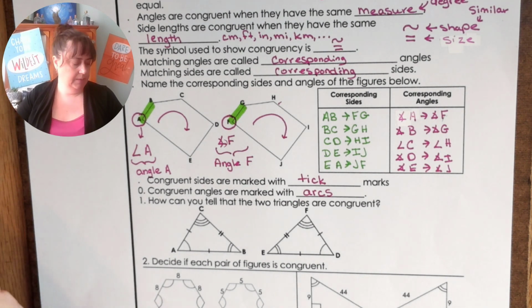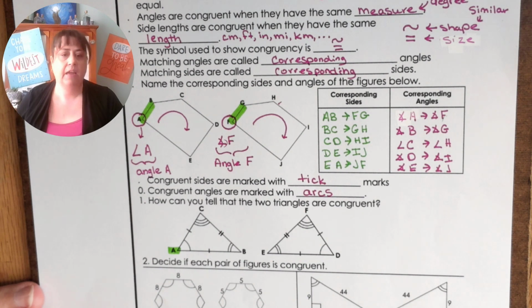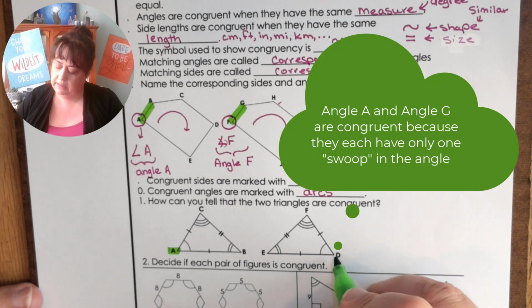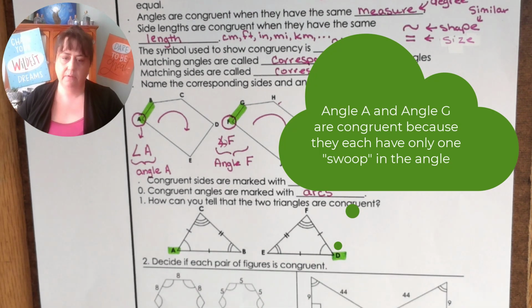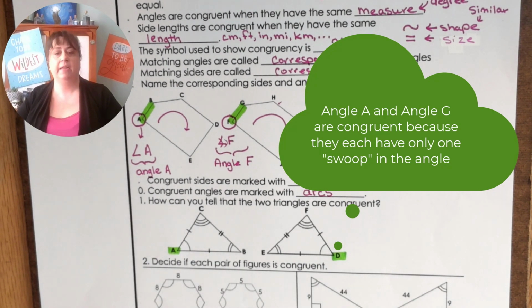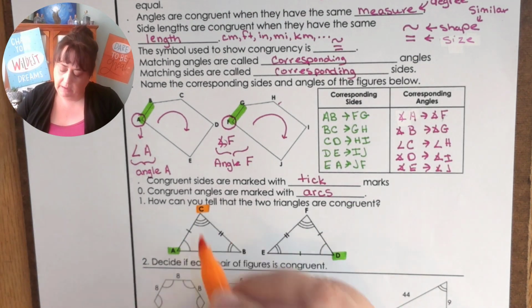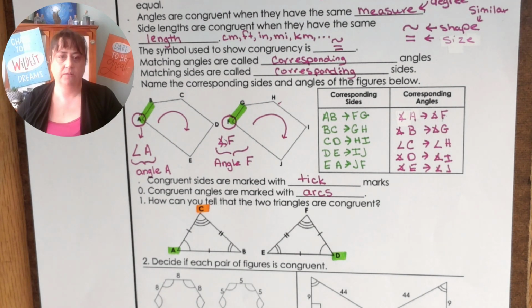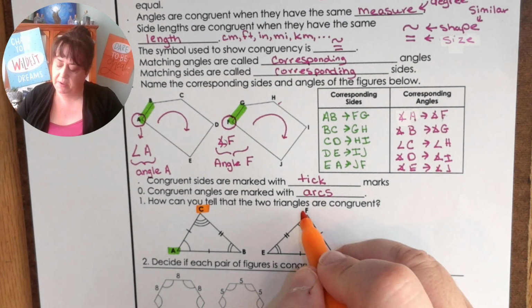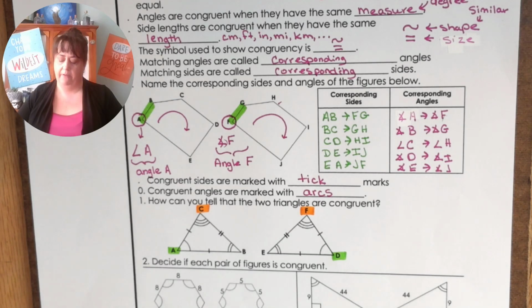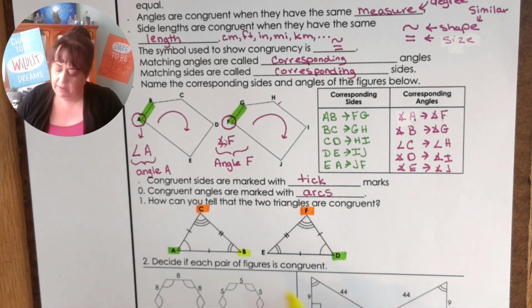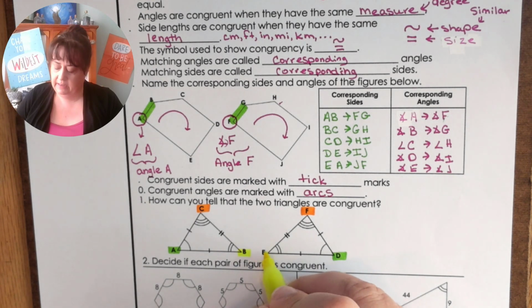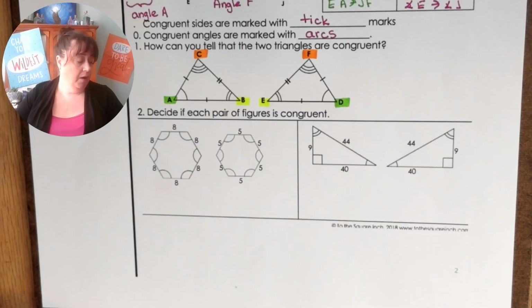Let's look at A. Is angle A corresponding to another angle? And it is. It corresponds to D. Let's look at another angle. Let's look at angle C. Does it correspond to another angle? And it does. It corresponds to F. And then our last angle, B. Does it correspond to another angle? It does. And it's E. So far, we have all of our corresponding angles.